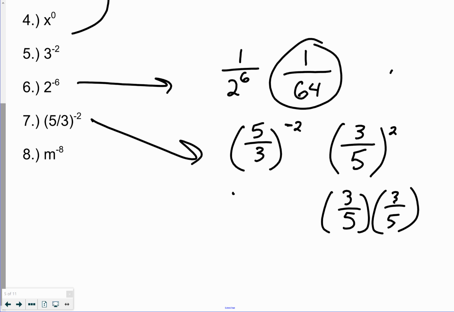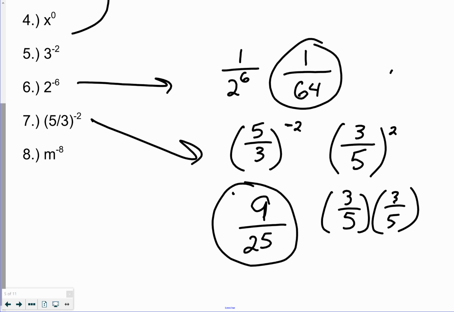You multiply it by that same thing again. Or you could think, what is 3 squared? 9. And what is 5 squared? And that's what the answer is going to be. I prefer the second way. You can see again, if you multiply across, 3 times 3 is 9. 5 times 5 is 25.